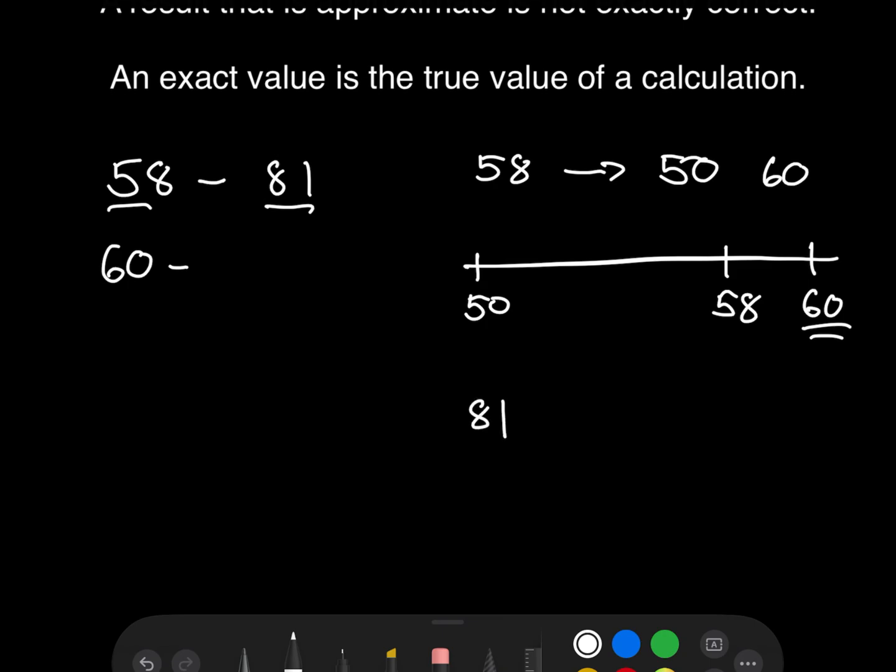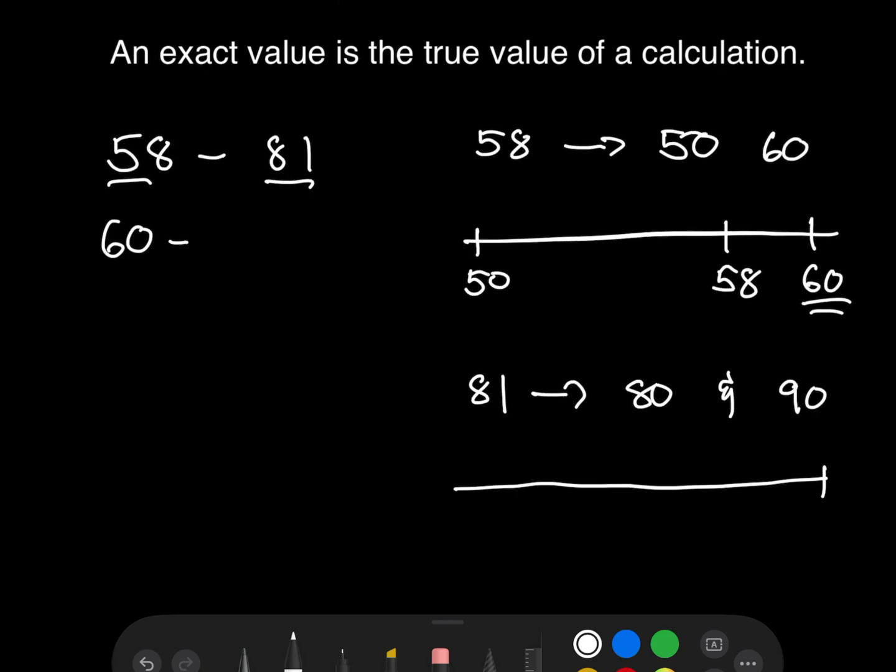And now look at 81. 81 lies between 80 and 90. If you draw your number line just to check and make sure, 80 is here and then 90 is here, so 81 is around here. Therefore, we can round off 81 to the nearest 10, which is 80.